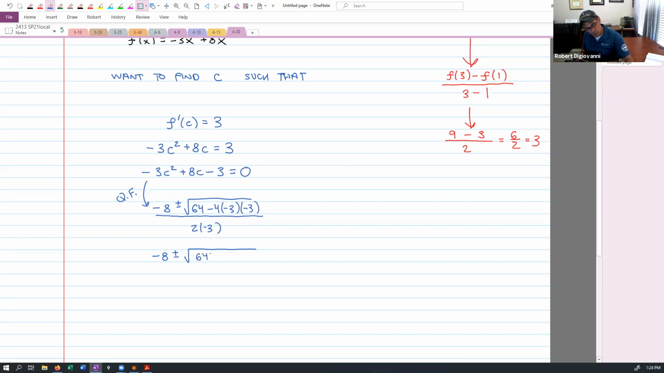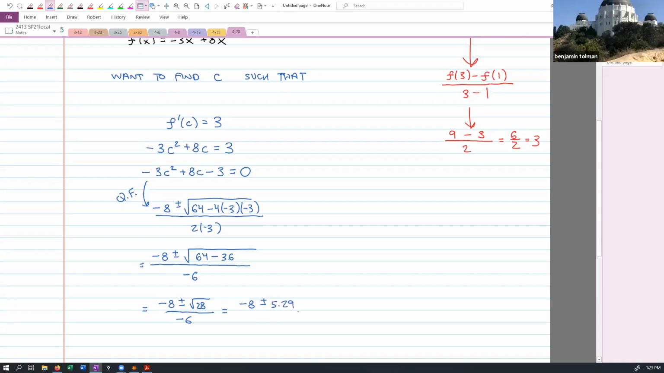So this is 64 minus 36, all of this over negative 6, which equals negative 8 plus or minus, let's see, 64 minus 36 is going to give you 28. And then we're going to have to take the square root of that. So negative 8 plus or minus the square root of 28. The square root of 28, I get about 5.29, over negative 6.